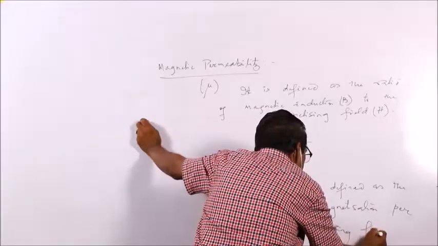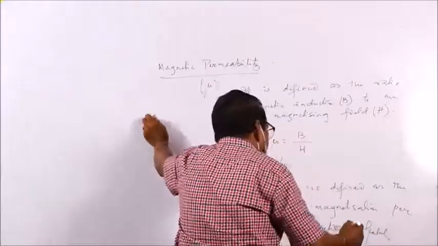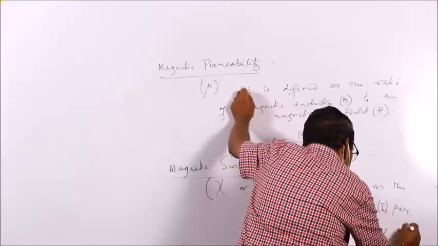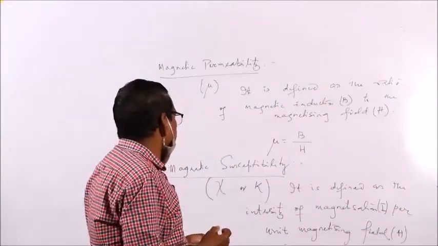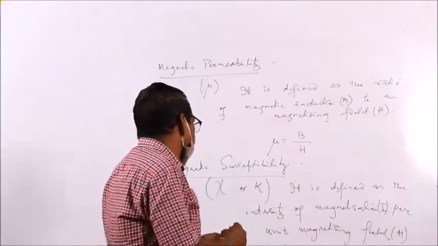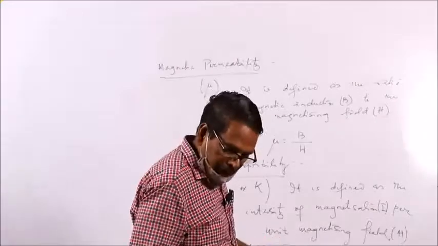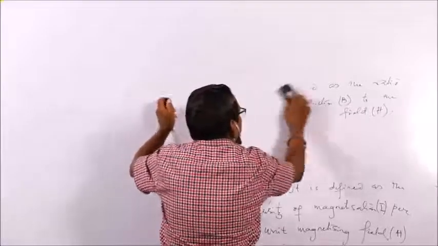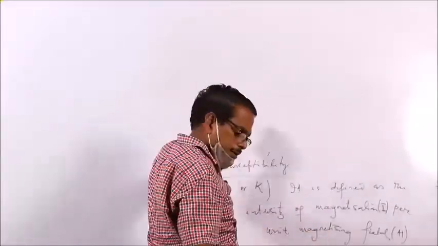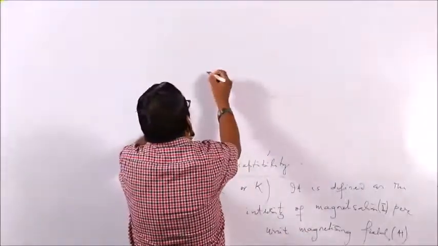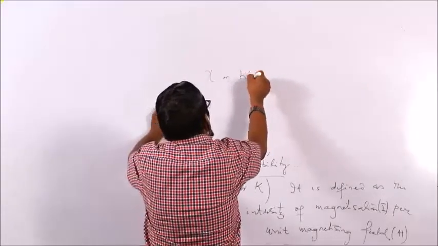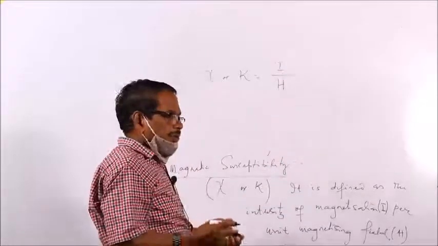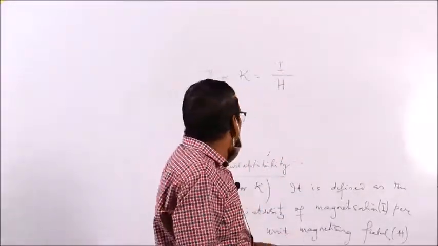Intensity of magnetization per unit magnetizing field. Intensity of magnetization symbol is I, magnetizing field symbol is H. It is defined as the intensity of magnetization per unit magnetizing field. So you can denote it by chi or K. Symbol is chi or K. It is equal to what? I by H. Intensity of magnetization to the magnetizing field, I by H.